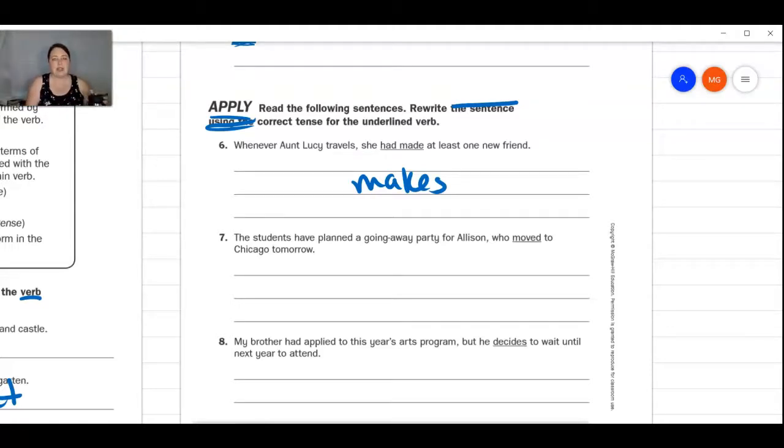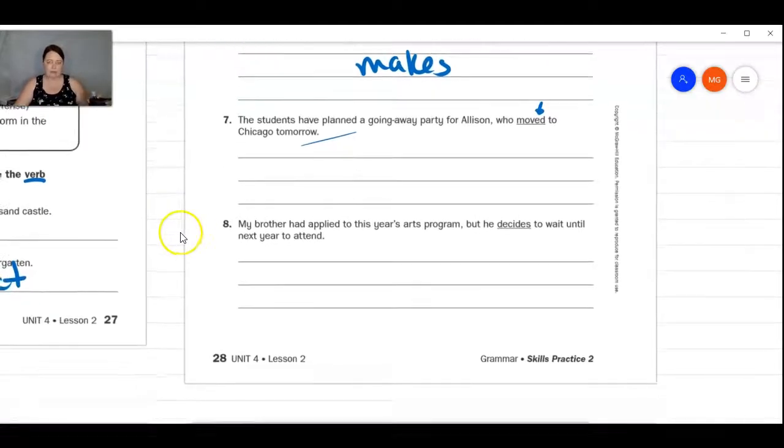The students have planned a going away party for Allison, who moved to Chicago tomorrow. If she moved tomorrow, that doesn't add up. They need the future tense of the verb. So go ahead and correct that verb.